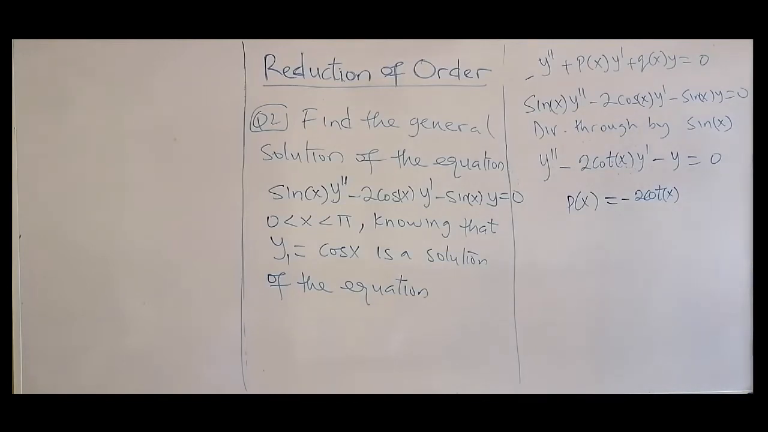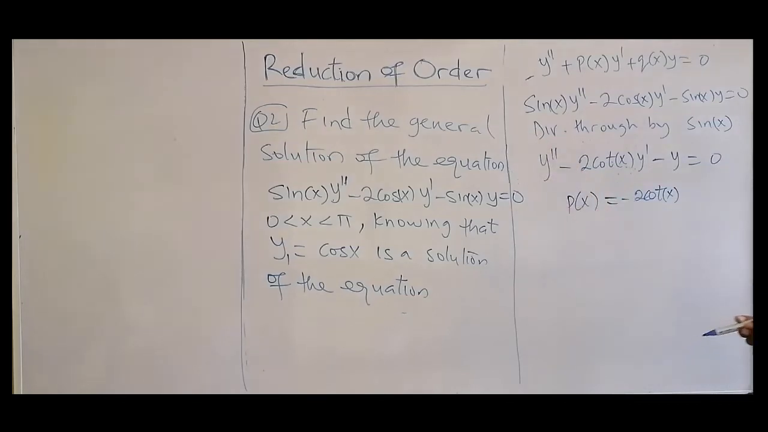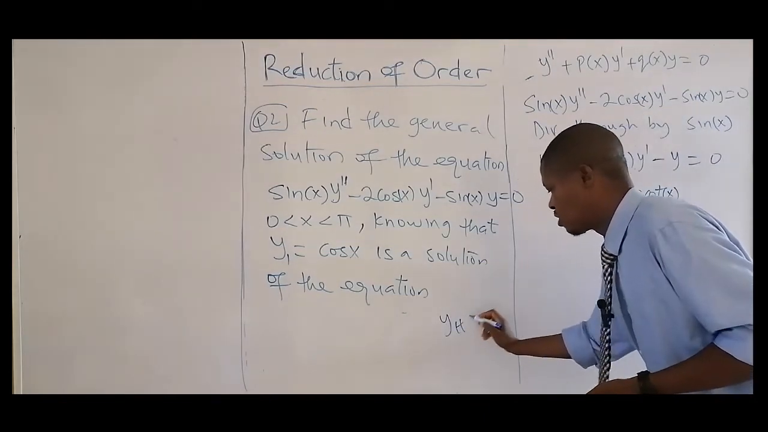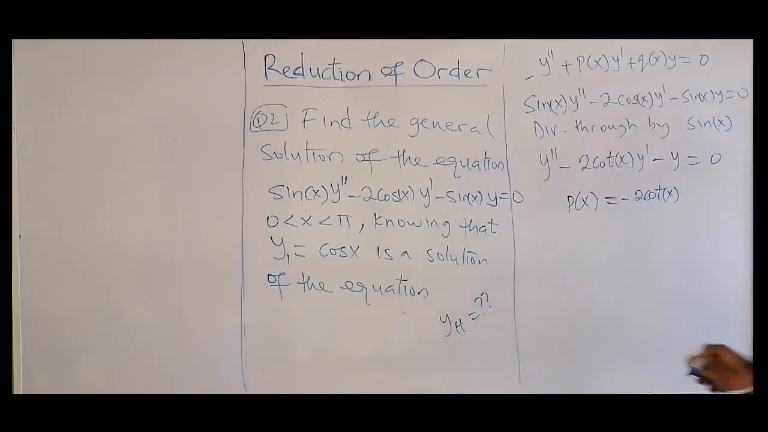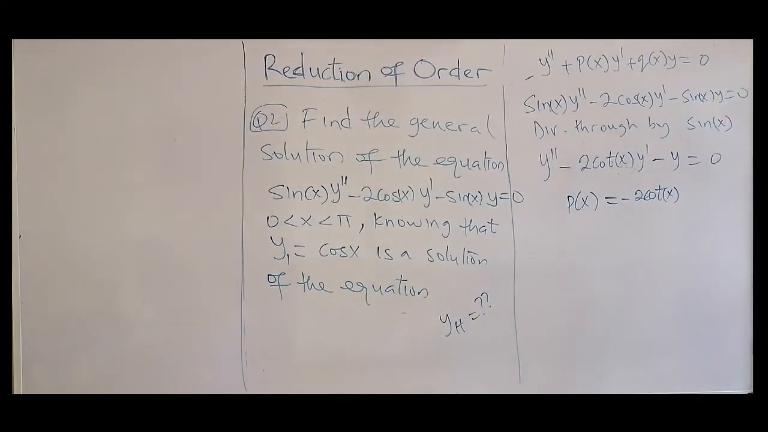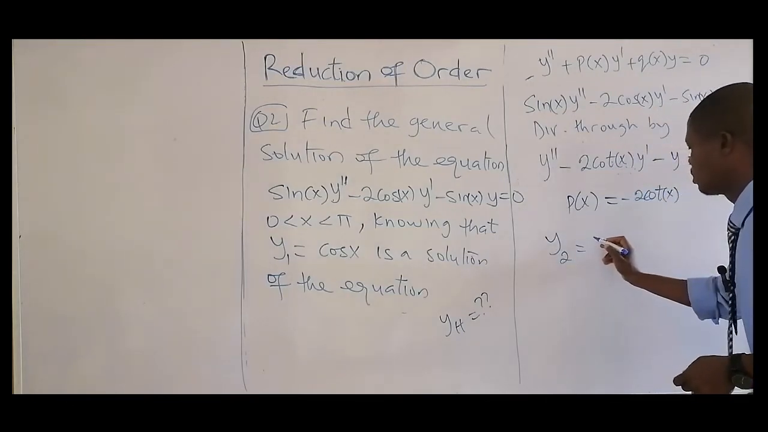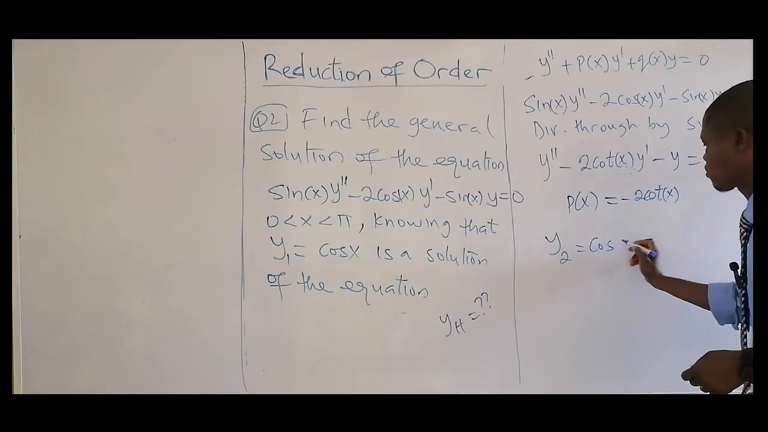So we are trying to find the second solution, knowing that y1 is cos x, a solution of the equation. So find the general solution. If you know y1, then we need to get the y2. Therefore, we can get the general solution. It's already homogeneous. General solution, what they mean is just the YH. So that's the general solution we are looking for. It's homogeneous, equal to 0. So y2 will be equal to y1. Y1 is what? Cos x.